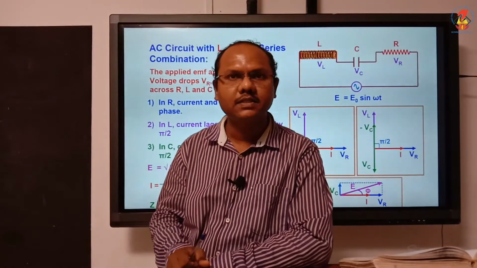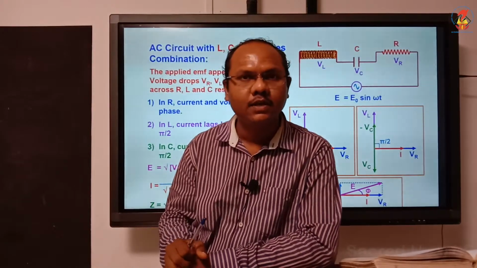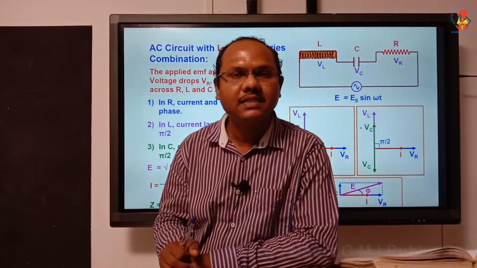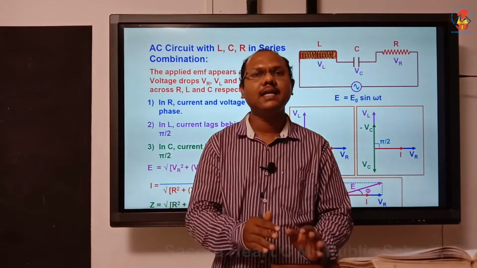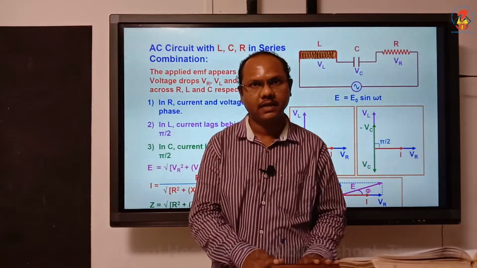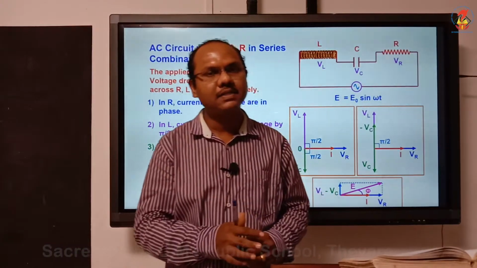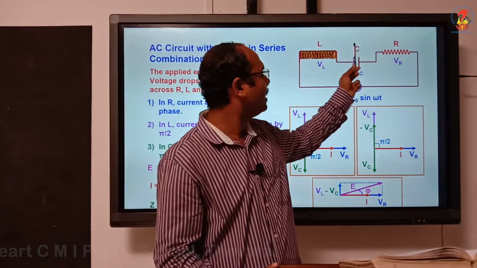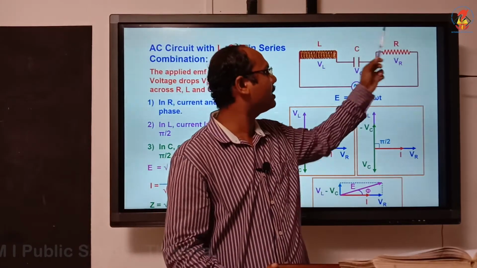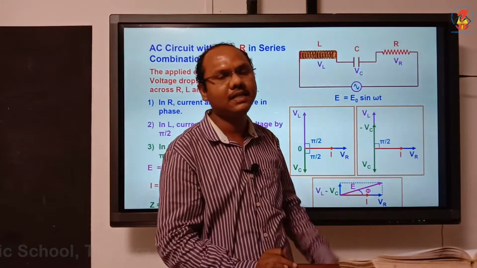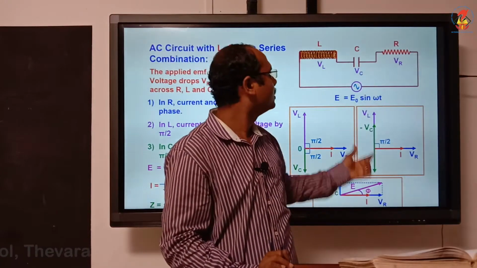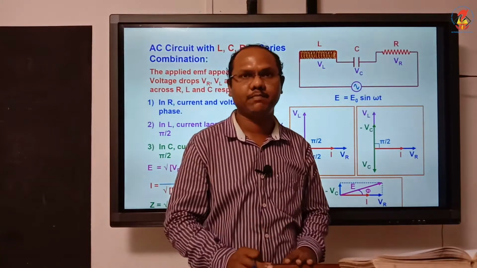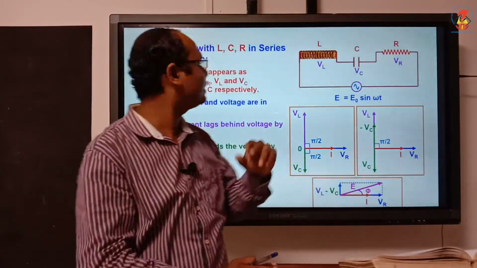Good morning, students. In this section, we are going to deal with the AC flowing through a series LCR circuit. That means what happens when AC flows through an inductor, a capacitor and a resistor which is connected in series. So I will explain this with the help of a phasor diagram. So before that, let us see some points.